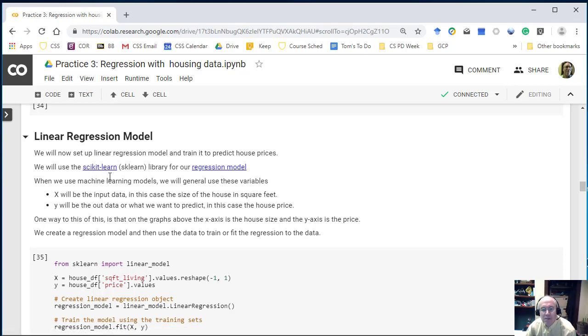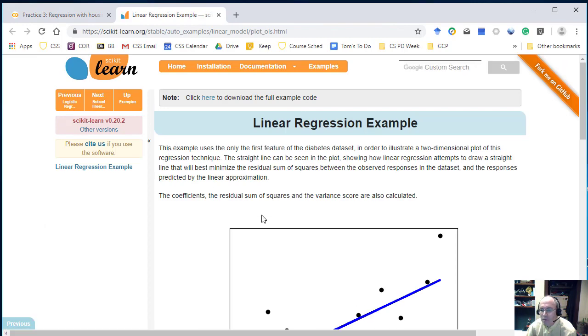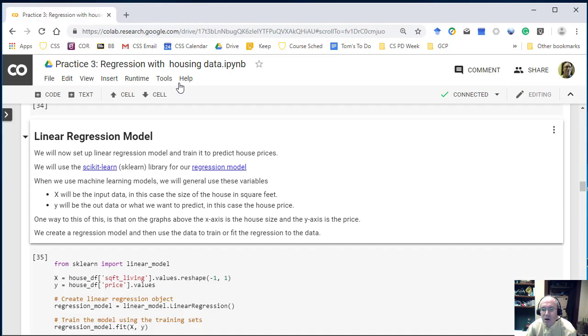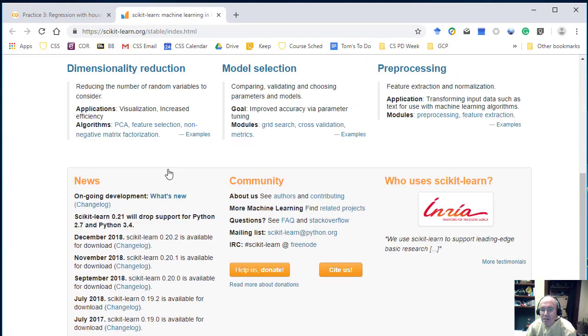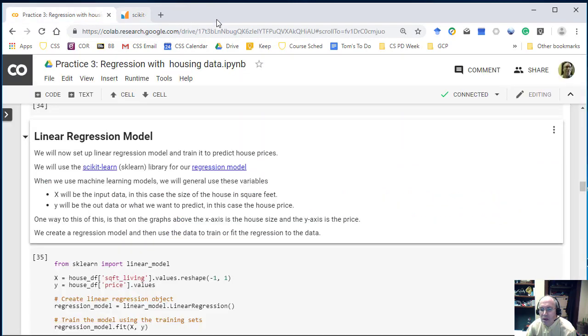We use this Scikit-learn library. This is another library we'll actually be using quite frequently to import our regression model. And you can actually click on this if you want to learn more about this linear regression model and how it works. Or if you're interested in the whole Scikit library, there's details. They have lots of different things here. Again, we'll be jumping in and using that quite a bit throughout this course.